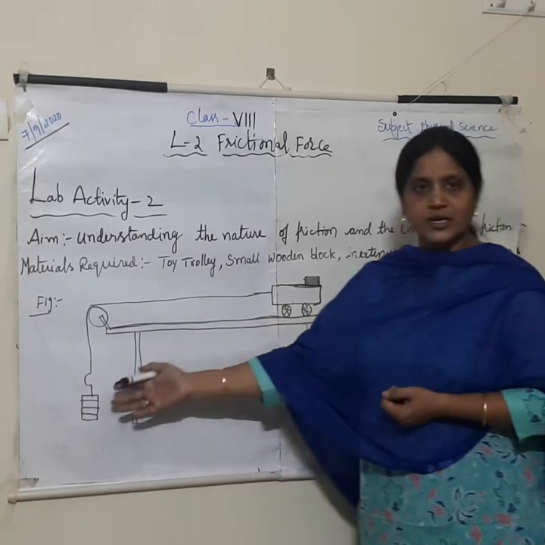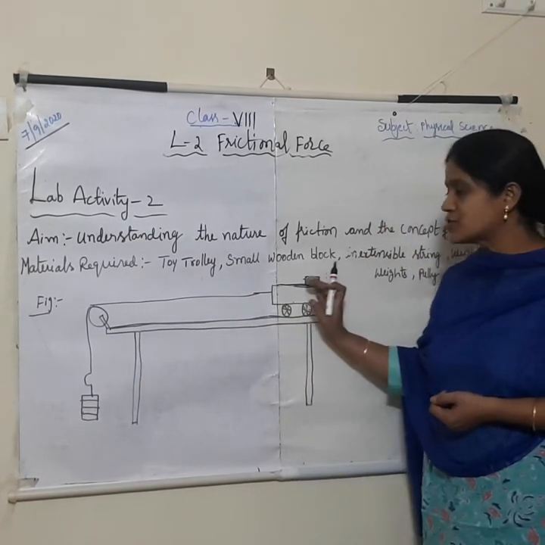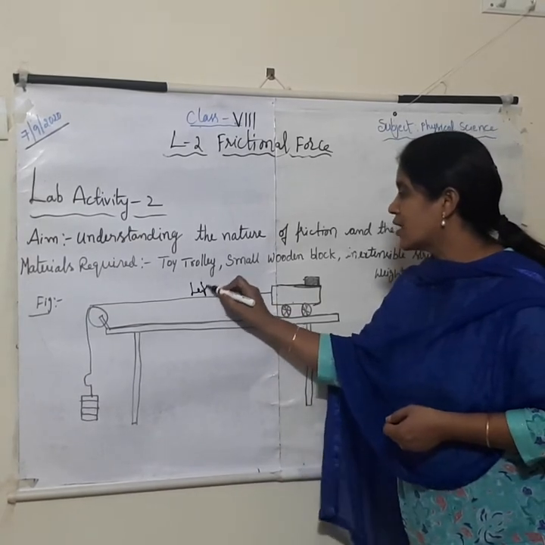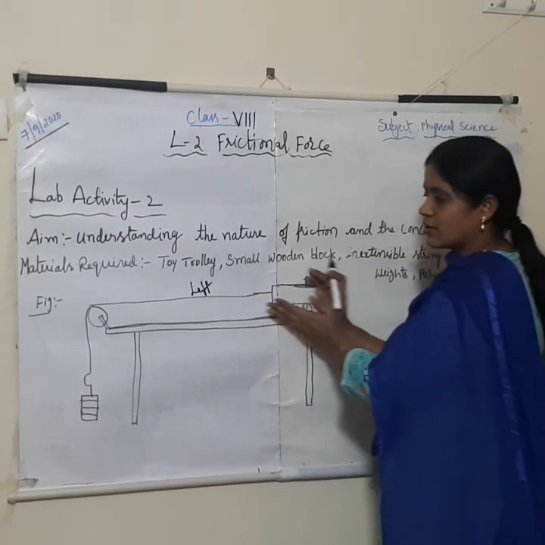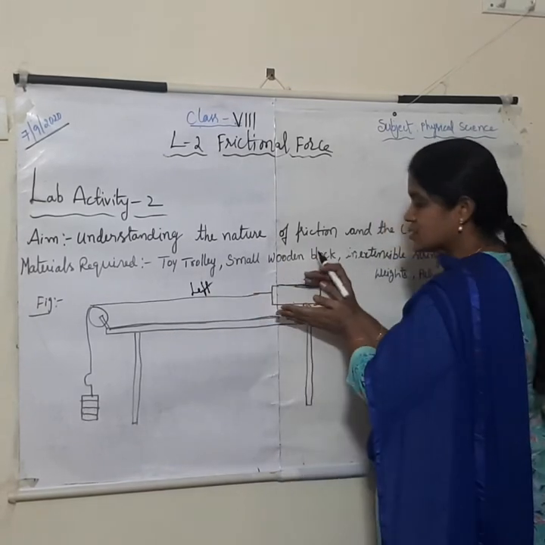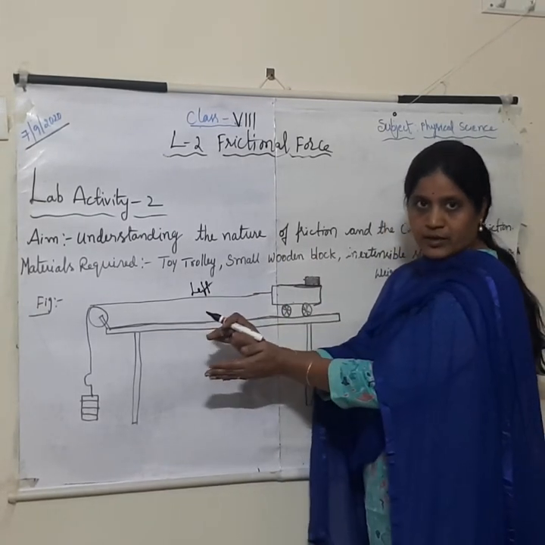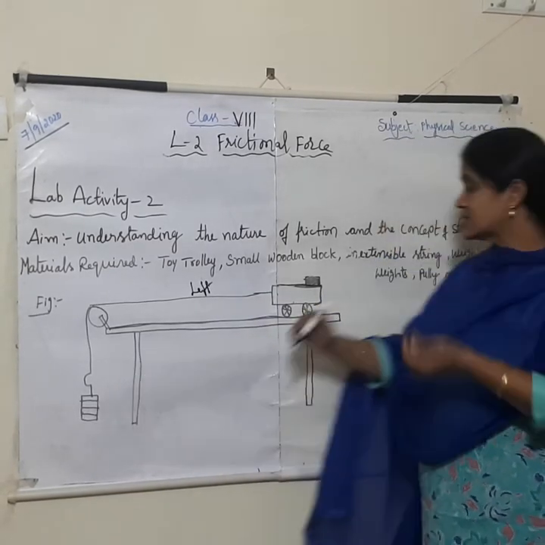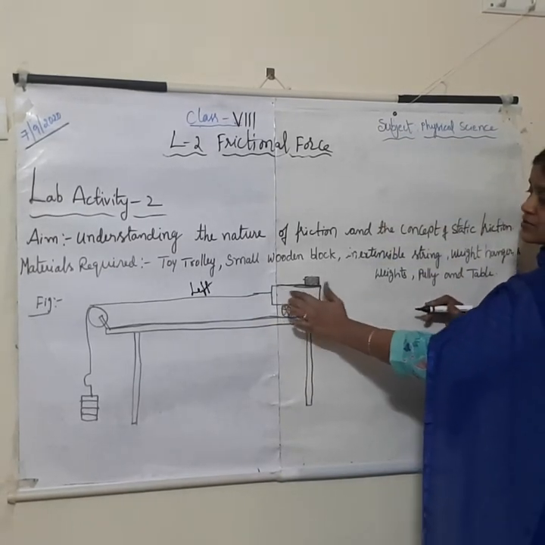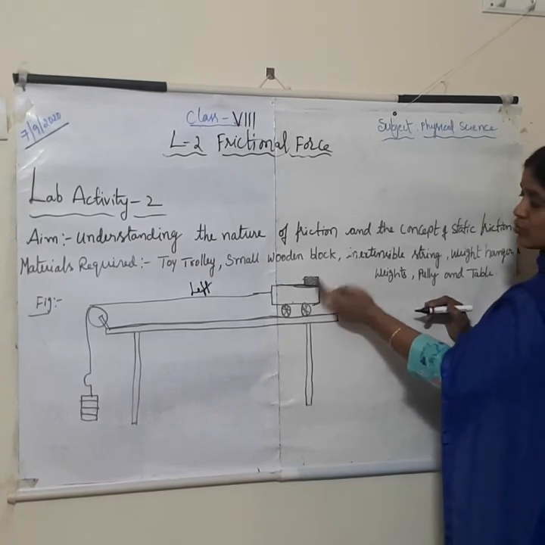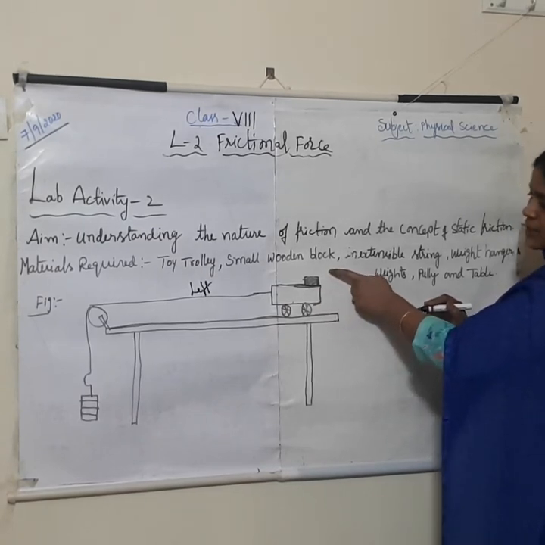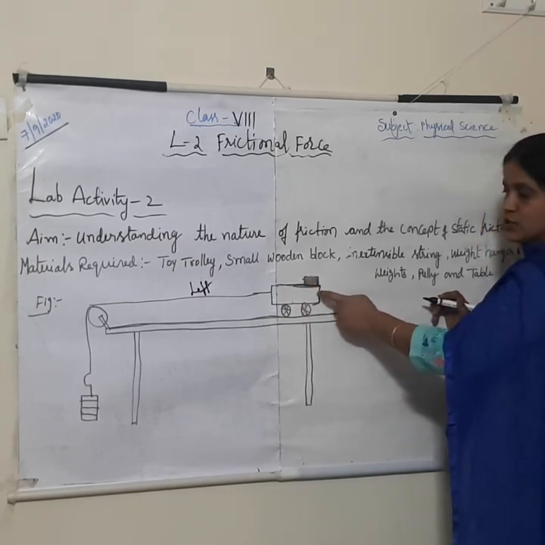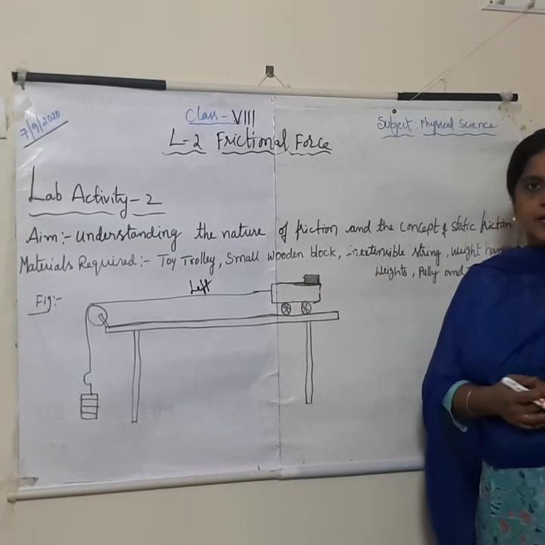When you are adding weights, the toy trolley starts moving. Along which direction does it move? Along the left hand direction. When it is accelerating at one particular weight, the surface of this trolley exerts a force on the wooden block. At the same time, the wooden block also exerts a force on the surface of this trolley. So these two are in the opposite direction.